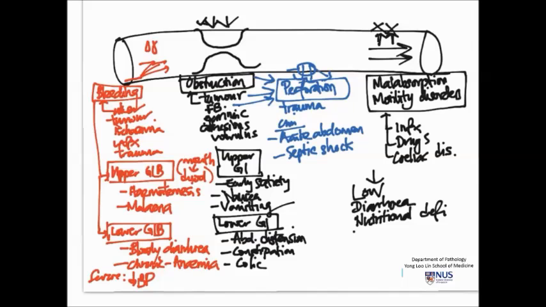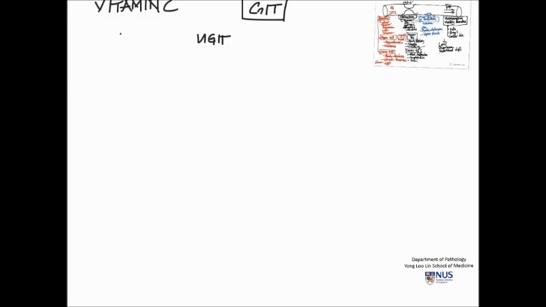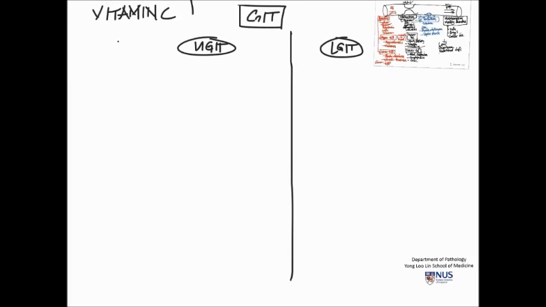So now let's move on to look at specific entities within the GI tract according to the mnemonic VITAMIN C. I think a logical way to look at the GI tract would be to divide it into upper GI tract and lower GI tract. For upper GI tract, in this instance, I'm following the endoscopic definition, which is oral cavity all the way to the duodenum.